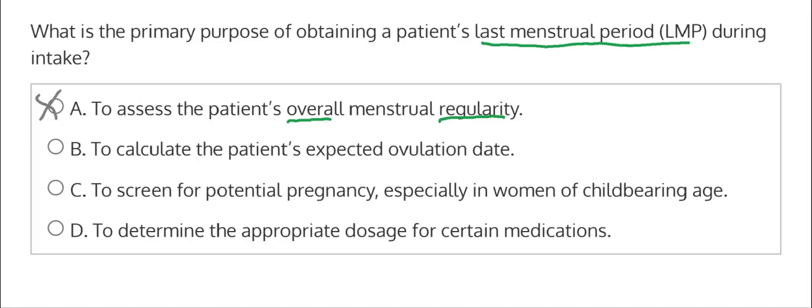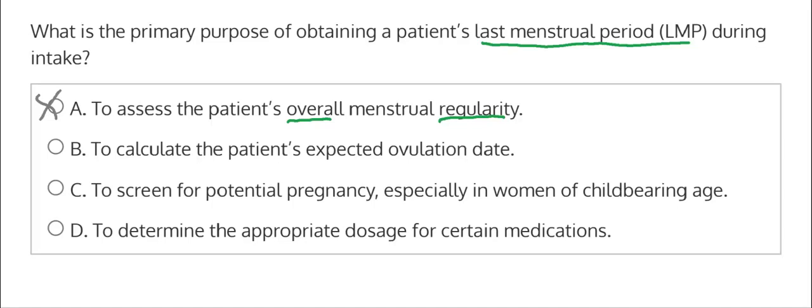Option B states to calculate the patient's expected ovulation date. And now with this choice, calculating expected ovulation date, this is something that can be useful when looking at a patient's schedule with their period to get an idea of when they can be ovulating, when they can expect it next, when they can be most fertile. And this is good, helpful information.